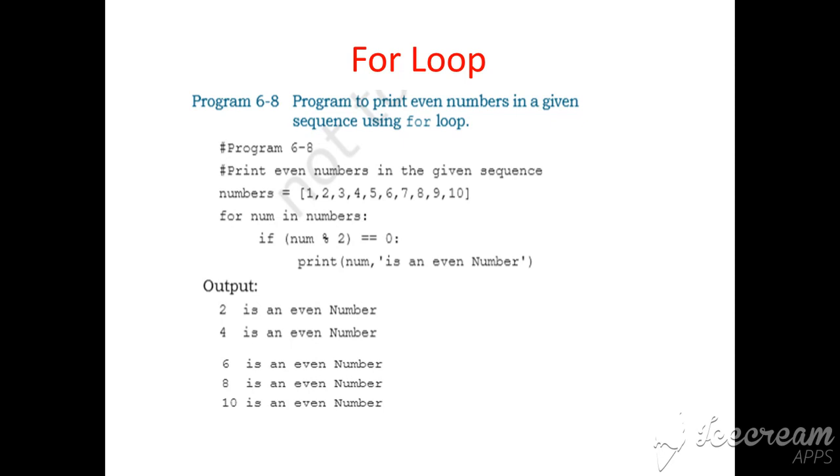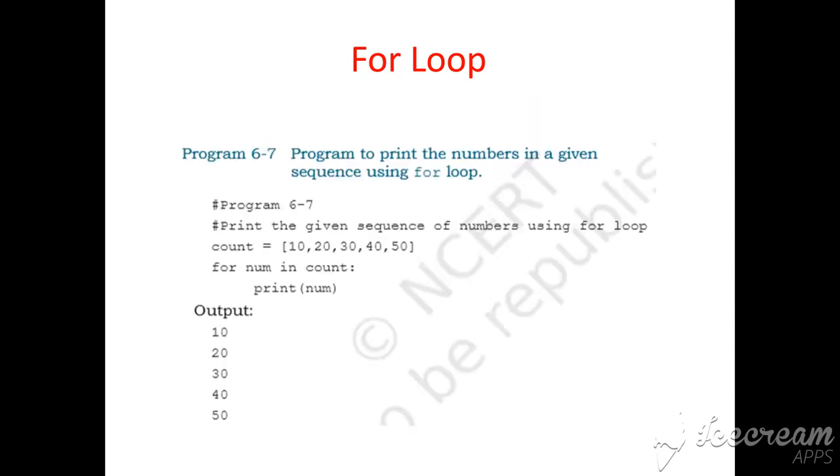Then take the next value, 3. 3 mod 2 is not equal to 0, so it is not printed as an even number. Next take 4. 4 mod 2 equal to 0, so print even number. So this is the type of execution, and this is the way to execute a for loop.